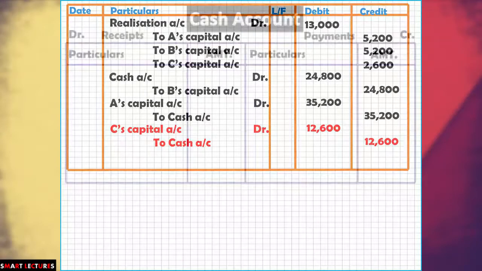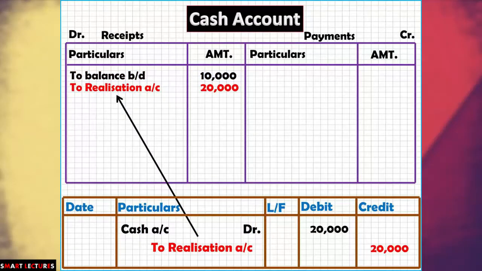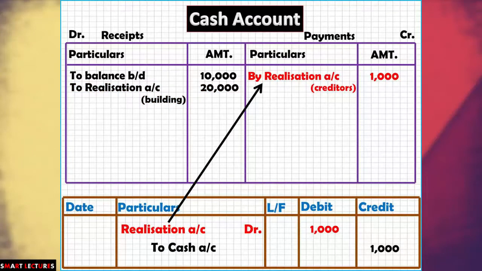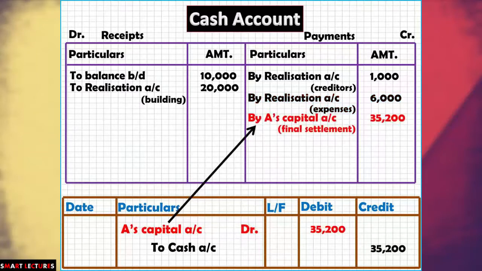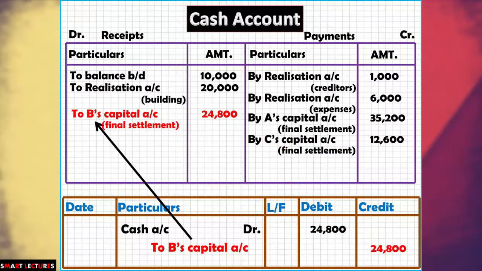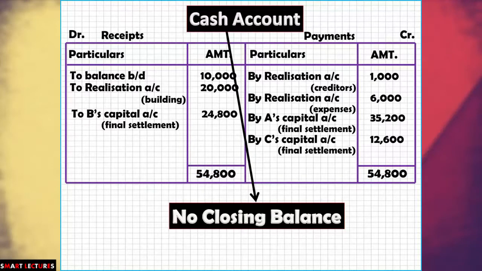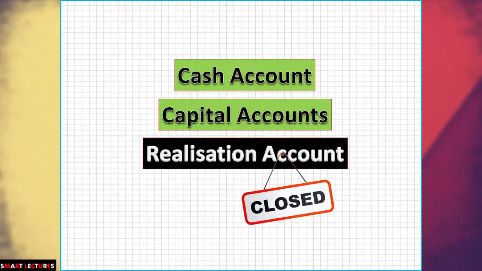Now this is the turn of cash account. To balance b/d 10,000, to realization 20,000 for building, by realization 1,000 for creditors, by realization 6,000 for expenses. By A's capital final settlement 35,200, by C's capital account final settlement 12,600. To B's capital final settlement 24,800. Total on both sides 54,800. There is no balance c/d, meaning no closing balance of cash. It means cash account is totally closed, capital accounts are totally closed, and realization account is totally closed.